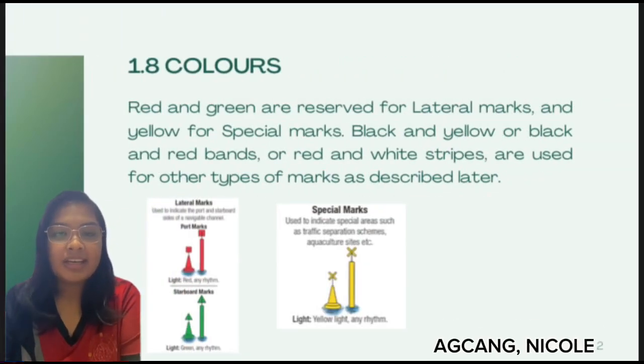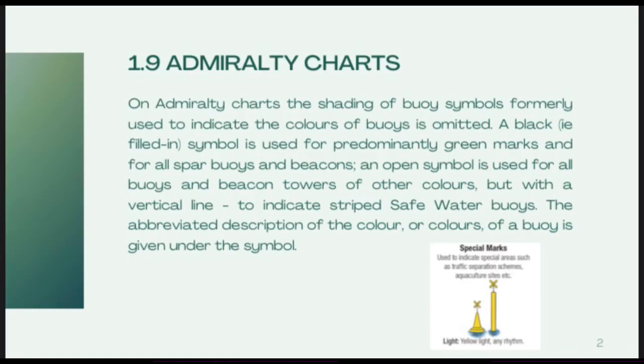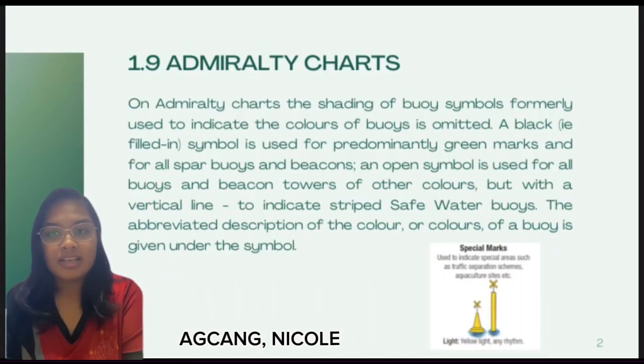Good day, I am Decadet Agkang and I will be reporting Part 8, Part 9, and Part 10 of Introduction and Description of IALA Maritime Buoyage System. So Part 8 is colors. Red and green are reserved for lateral marks and yellow for special marks. Black and yellow or black and red bands or red and white stripes are used for other types of marks as described later. Part 9 is Admiralty charts.